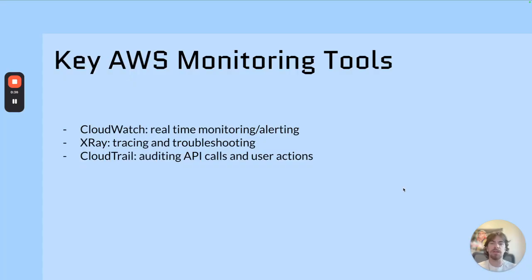So here's a few key AWS monitoring tools. The few tools are CloudWatch, which is for real-time monitoring and alerting. X-Ray is for tracing and troubleshooting distributed applications. And then CloudTrail, which is auditing API calls and user actions. Each plays a different role in keeping your AWS environment healthy and secure.